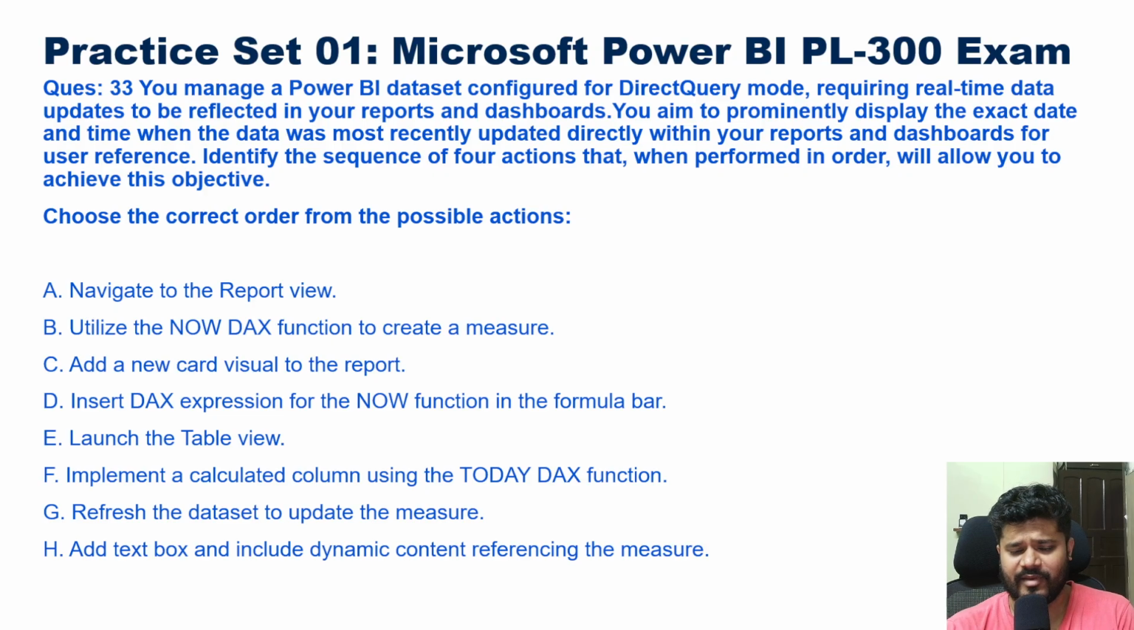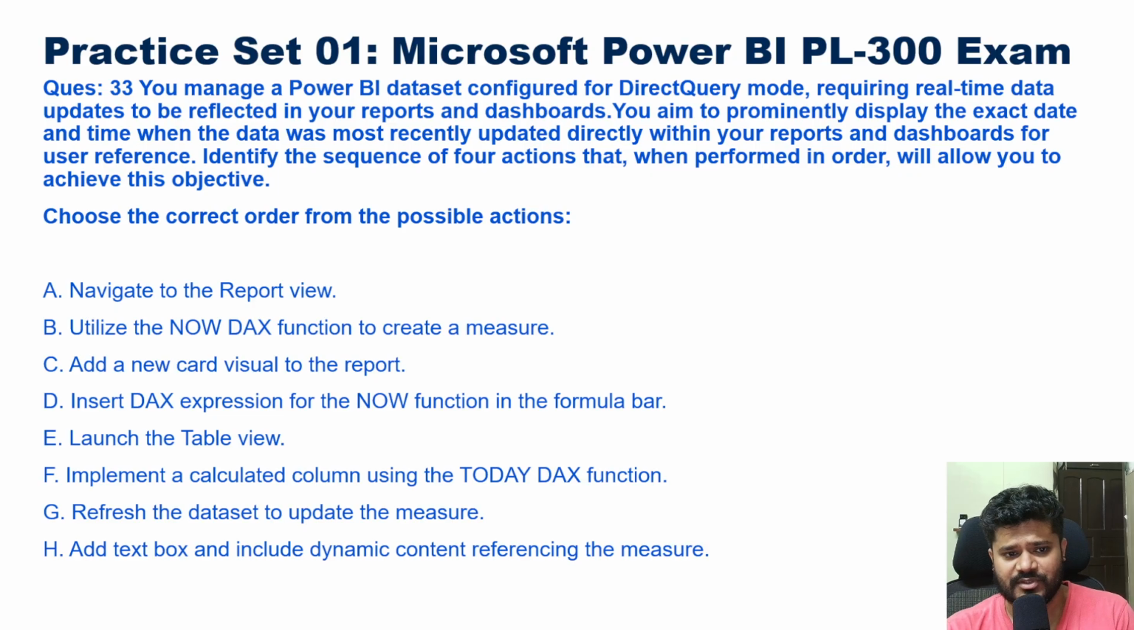A. Navigate to the report view. B. Utilize the Now DAX function to create a measure. C. Add a new card visual to the report. D. Insert the DAX expression for the Now function in the formula bar. E. Launch the table view. F. Implement a calculated column using the Today DAX function. G. Refresh the dataset to update the measure. H. Add a text box and include dynamic content referencing the measure.